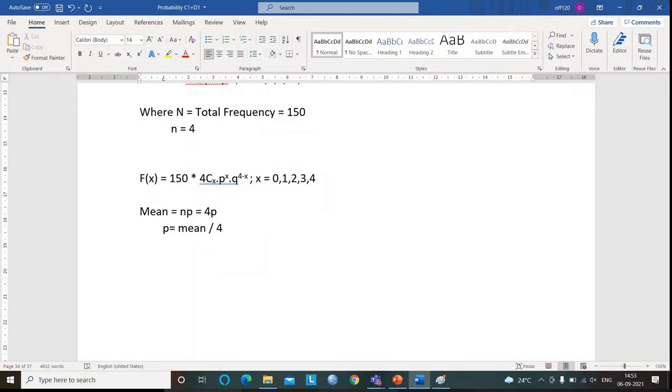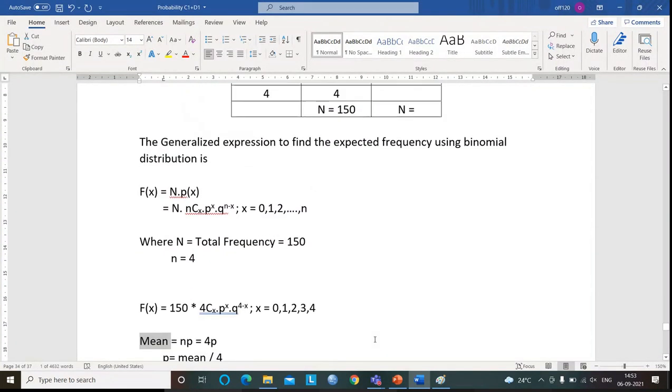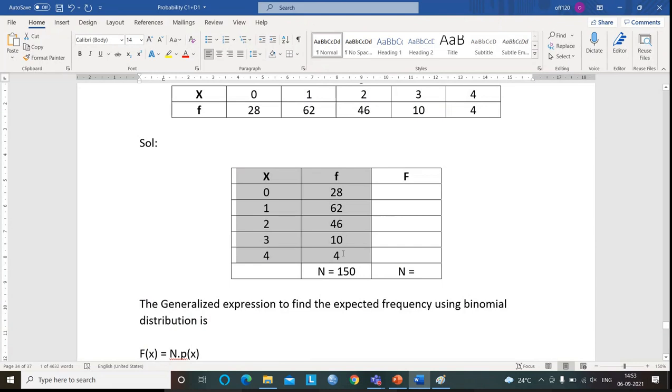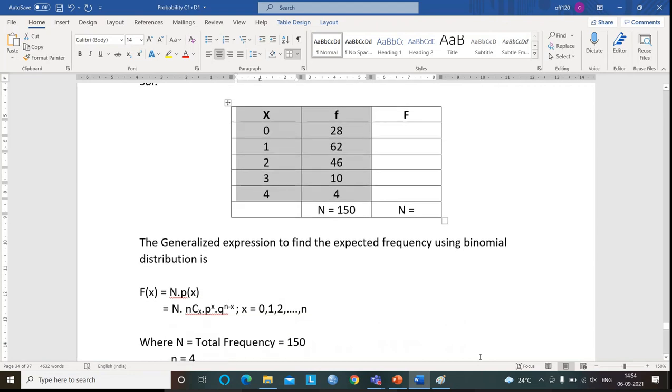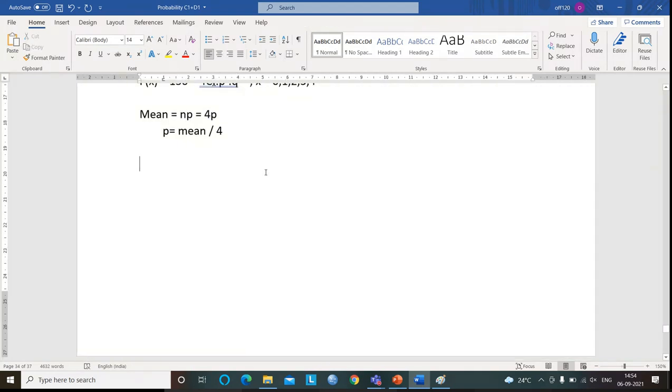So to find the p value, first what do I need to know? I need to know the mean. Where can I get this mean? I was given some distribution. By seeing this, we can understand it is ungrouped data. From there, we can find the mean. Let us see how. What is the formula for the mean of an ungrouped distribution? It is summation f into x divided by capital N.